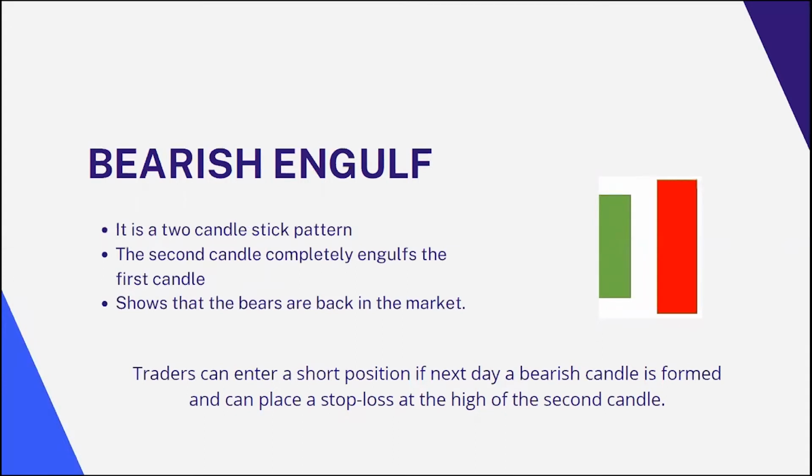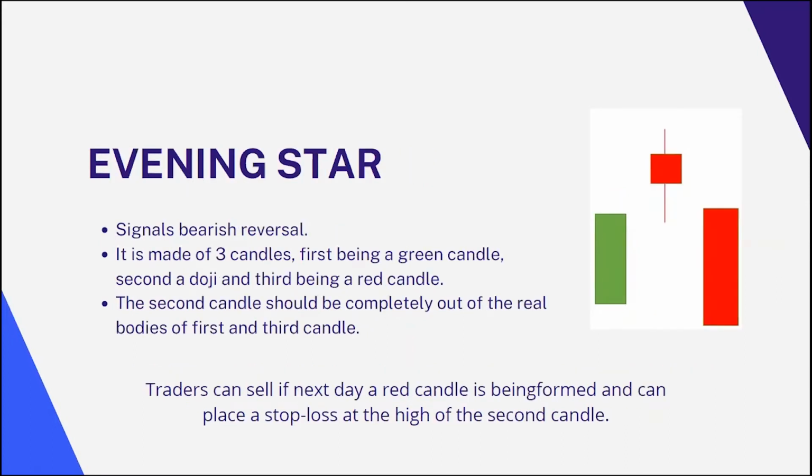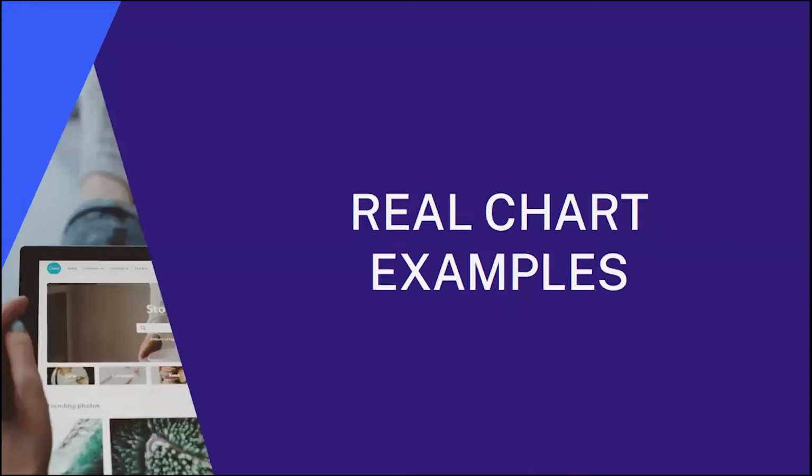The next one is bearish engulf. This has 2 candles. First one being a green candle and the second one a red candle, completely engulfing the first one. In this case also, one can short sell if a bearish candle is forming on the next day. The third one is evening star. This has 3 candles. First one is green, second one is red, and the third one again is a red candle. One can short sell if a bearish candle is being formed on the next day. Let us look at the real charts of these 3 patterns.